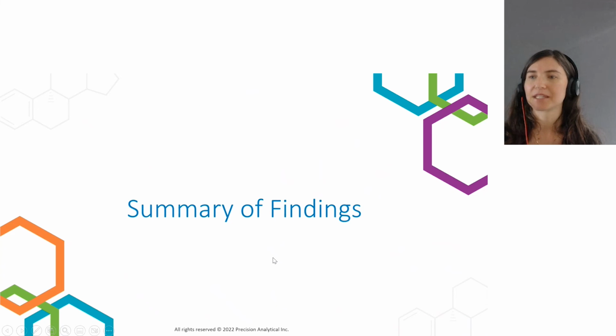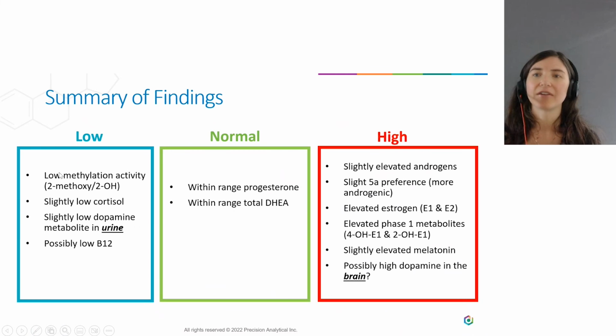Okay, summary of findings. So we found low methylation activity, slightly low cortisol, and cortisol can play a role in mood too. Slightly low dopamine metabolite in the urine, so I'm wondering about possibly high dopamine in the brain or in the body. And then possibly low B12. Her MMA was on the high side, remember?